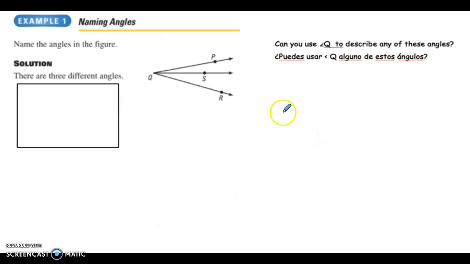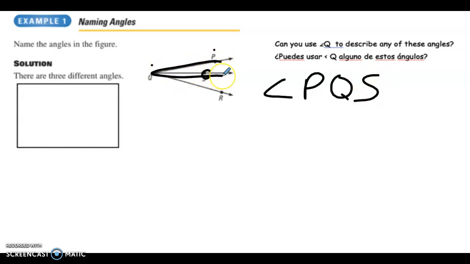Now let's try an example. The example here is to name the angles in this figure. There are actually three different angles in that figure. So let's see if we can name them. We have angle P, so let's start here. Then we have angle Q, because Q is the middle letter, our vertex. And then we can say S right here. So we just went P, Q, S.